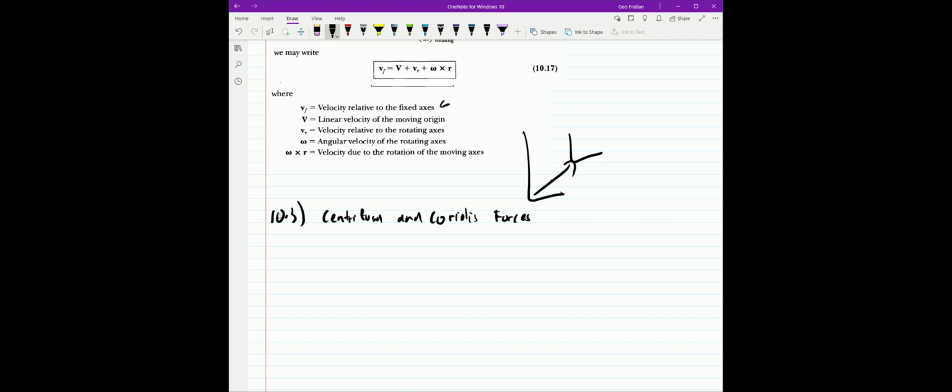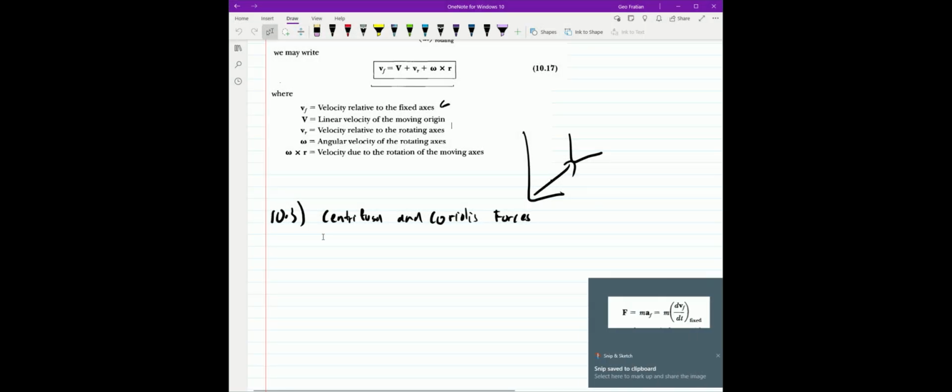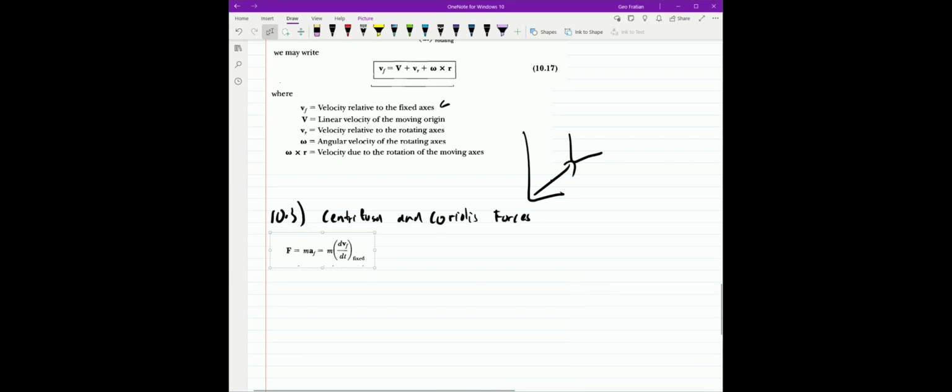Okay. So we know that Newton's laws, like F equals ma, is only valid in the inertial frame of reference. So, therefore, the expression for the force on a particle can only be obtained from the time derivative of the fixed coordinate system. That's why we have VF, where we have to basically differentiate with respect to the fixed system.